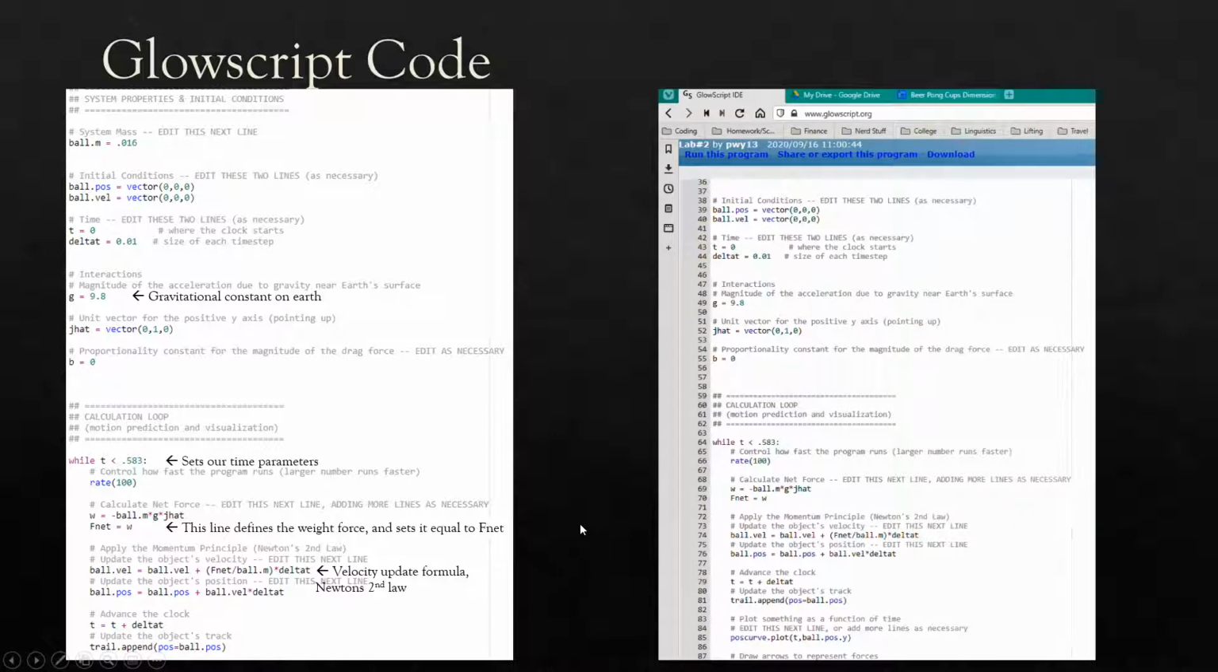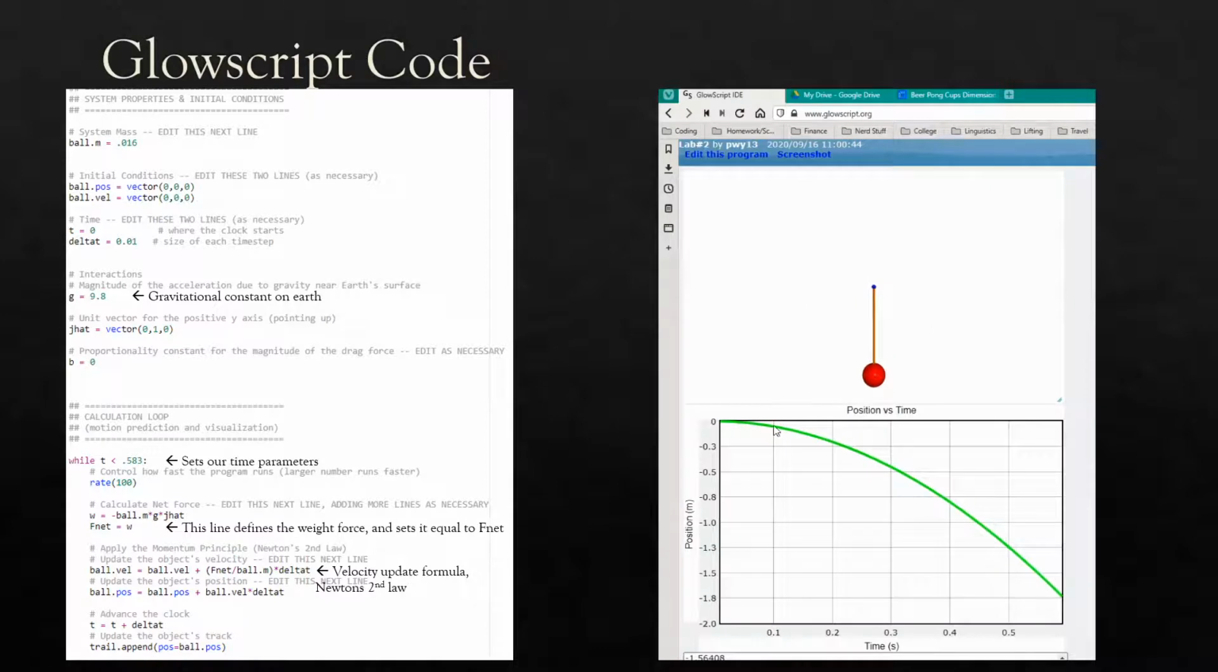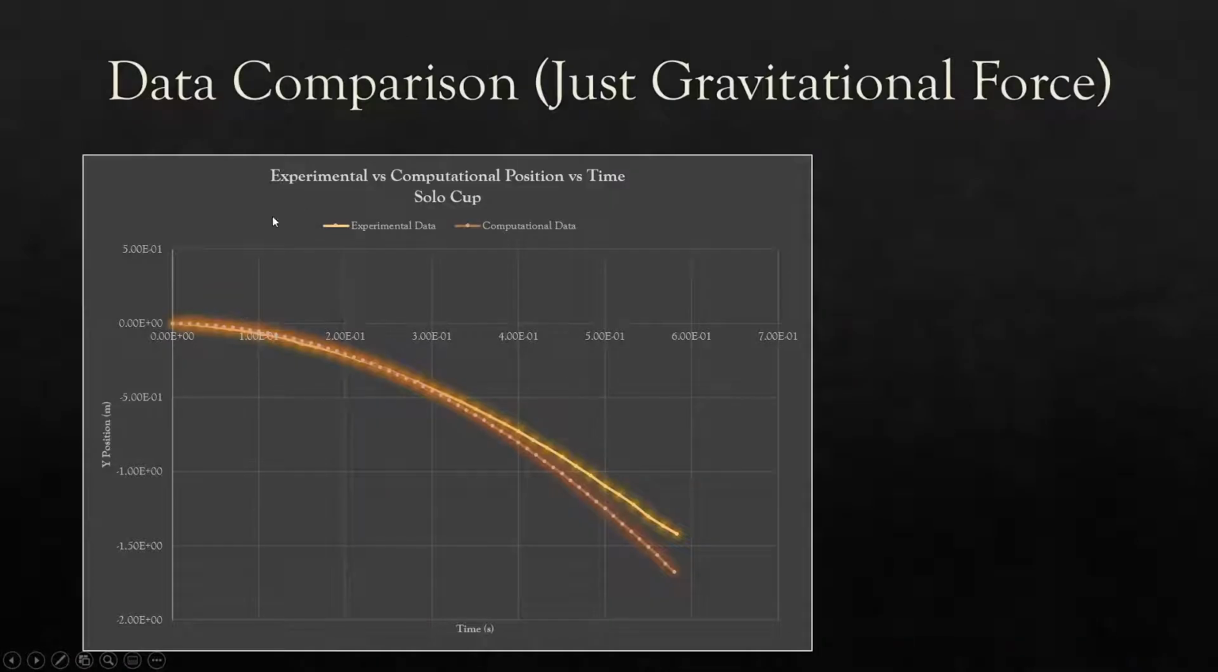So right here we have our GlowScript model, and I'm going to run it. And we see that our computational model follows around the same path as our experimental model. And so here we just compare, with just the gravitational force, our experimental versus computational model. We can see our experimental data finished at a position higher than our computational model predicted. This is because we did not factor in drag force. So our computational model would finish lower on the y position because it believed that there was no drag force.